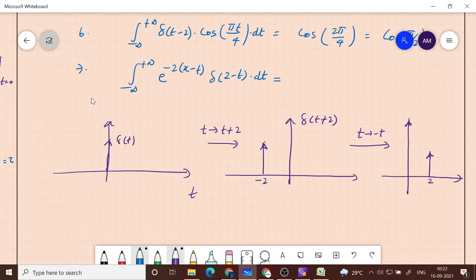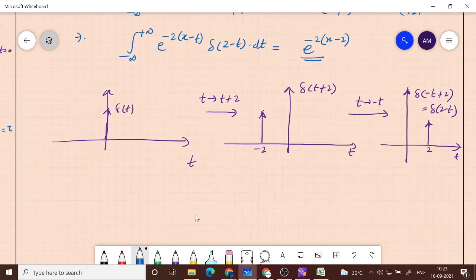Okay, so this is delta of minus t plus 2, which is basically 2 minus t. You can also write it as delta of 2 minus t. Both are same. Now it is easy to see that the impulse is occurring at t equal to 2. If impulse is occurring at t equal to 2, then it will sample the value by putting t equal to 2, e raised to minus 2 x minus 2. Clear? Yes, sir.